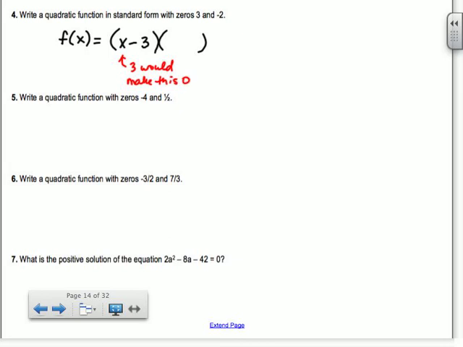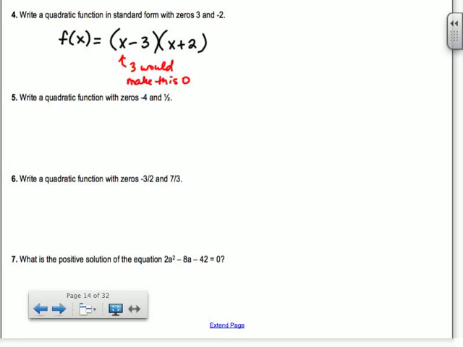Okay, so how about negative 2? What would I need as a factor? Yeah, I need x plus 2. So it's always in the form x minus the number, so x minus the zero. So if we had x minus a negative 2, that's why it's x plus 2.